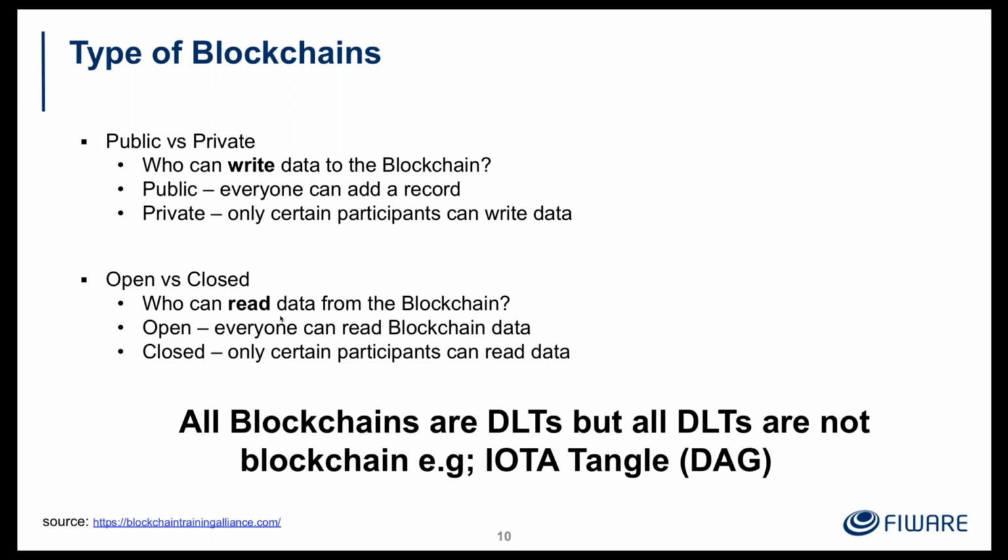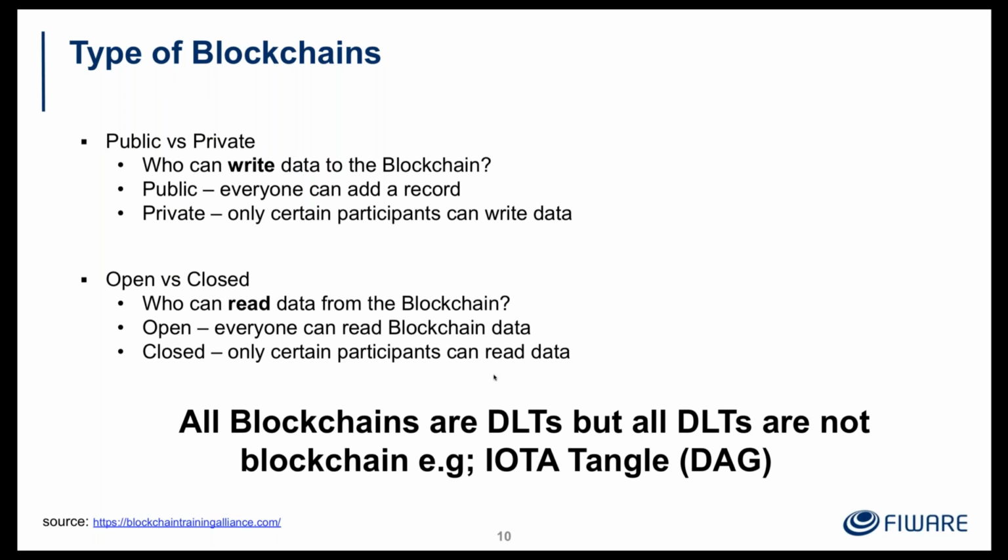The other combination could be open versus closed, where the read operation can be open for everyone. If it's an open blockchain, then everyone can read the blockchain data. If it's a closed one, only certain participants can read the data.